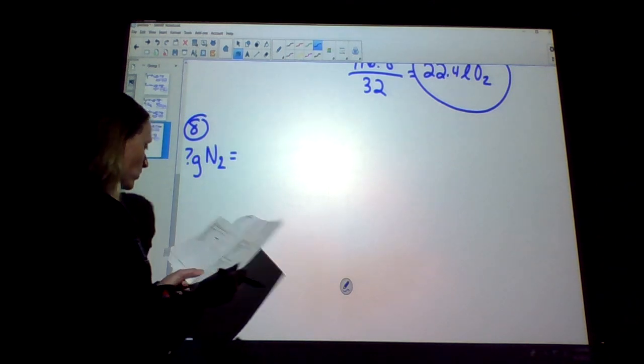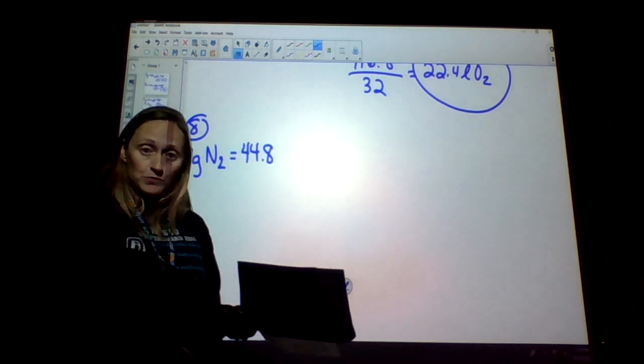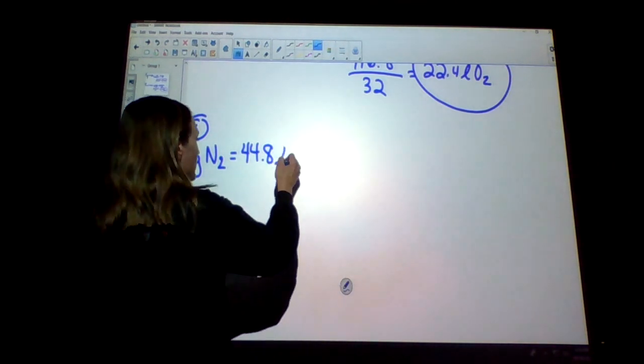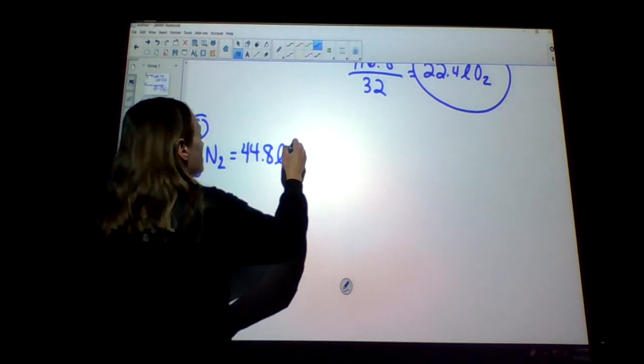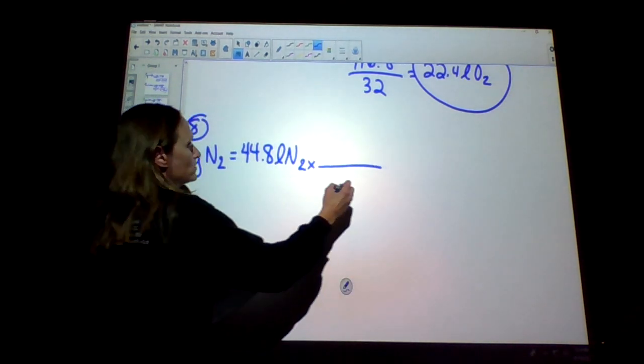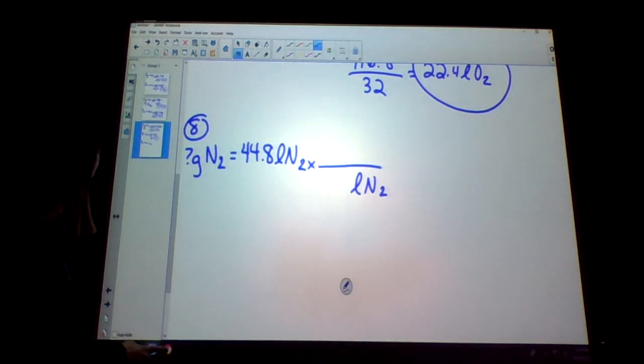What do we know? We're given 44.8 decimeters cubed. Remember, that's the same thing as a liter. So take your dm cubed and just change that to a liter. If you want liters to cancel, liters will go in the bottom. And let's go to our mole diagram.